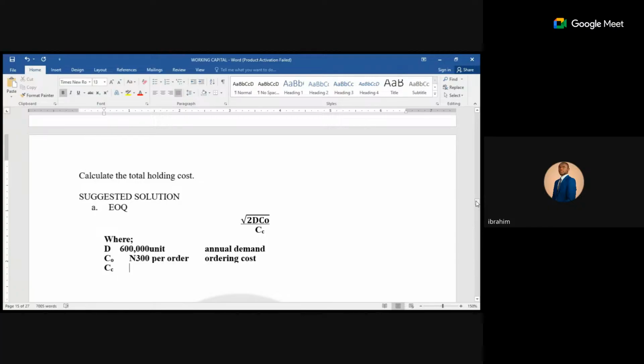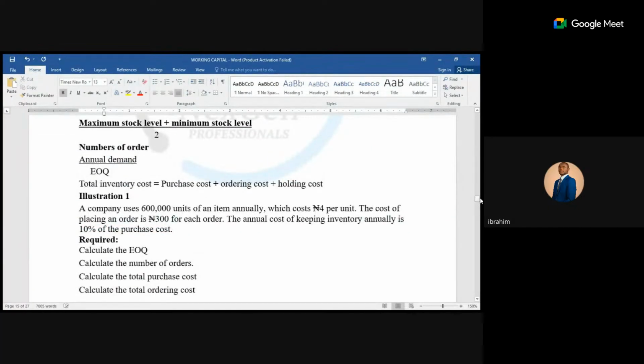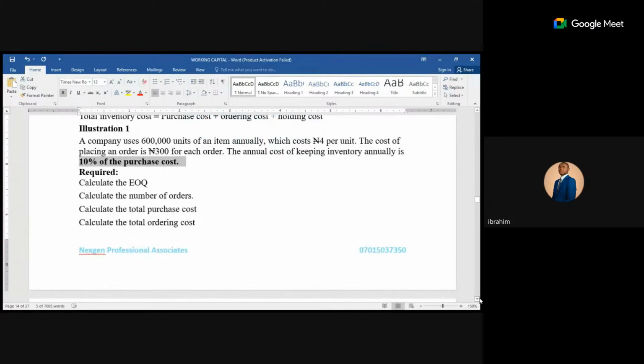The costs of keeping the inventory, the carrying cost. It is how many percent? 10% of the purchase cost. So 10% of what? Purchase cost. So what is the 10%? 10% of what? 4 naira.